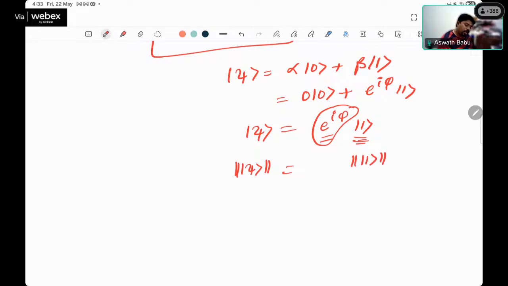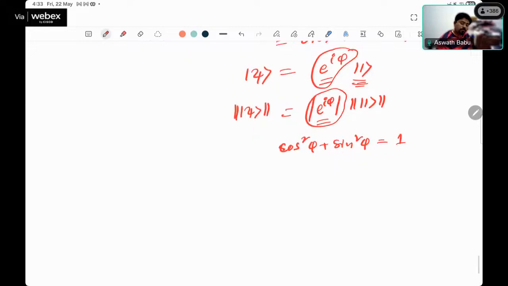Absolute square. So what is the exponential i phi? What is its absolute value? The absolute value is cos square phi plus sine square phi, which is equal to 1. So this is not going to contribute any value.